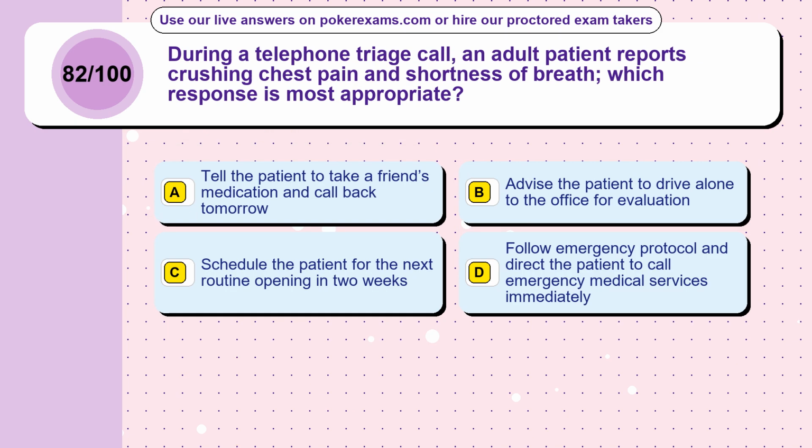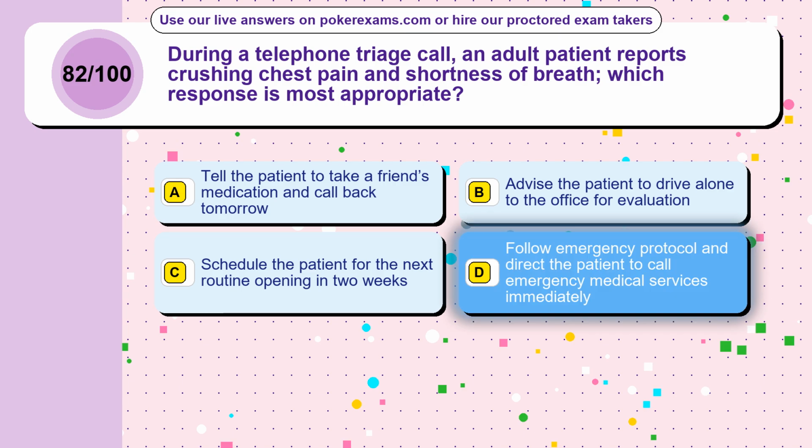Question 82. During a telephone triage call, an adult patient reports crushing chest pain and shortness of breath. Which response is most appropriate? Option A. Tell the patient to take a friend's medication and call back tomorrow. Option B. Advise the patient to drive alone to the office for evaluation. Option C. Schedule the patient for the next routine opening in 2 weeks. Option D. Follow emergency protocol and direct the patient to call emergency medical services immediately.